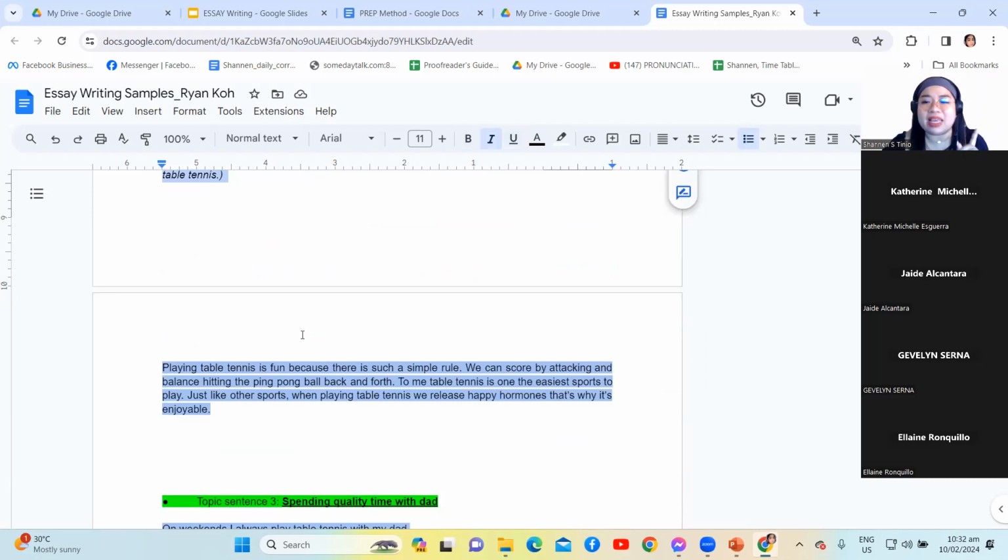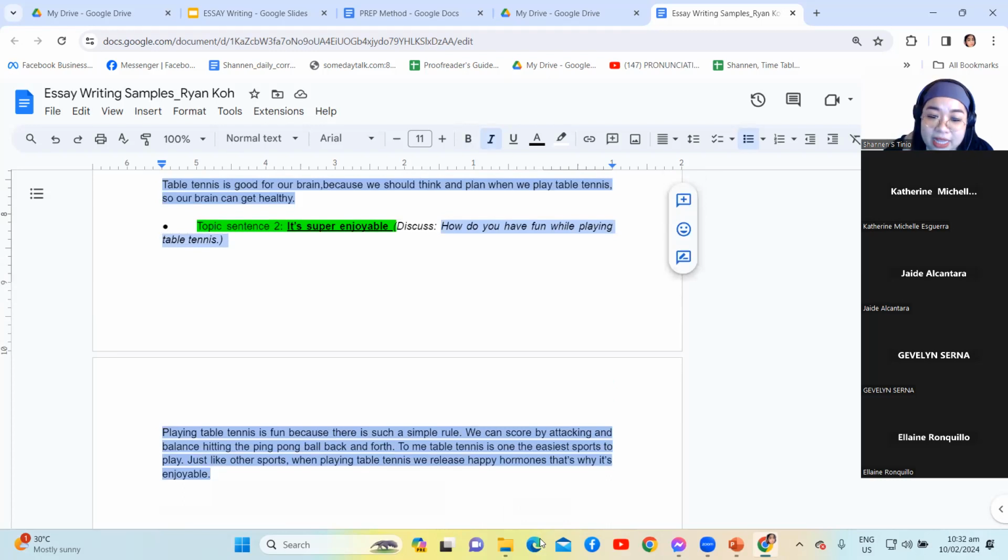Oo nga naman, ba't ka mag-e-enjoy sa isang game na komplikado, di ba? Pag simple, enjoy. We can score by attacking and balancing, hitting the ping pong ball back and forth. To me, table tennis is one of the easiest sports to play. Masaya daw ang table tennis. Nag-enjoy daw siya sa table tennis because madali siyang laruin. Pasok ba yon sa scope ng topic sentence 2? Definitely. Pasok yon.